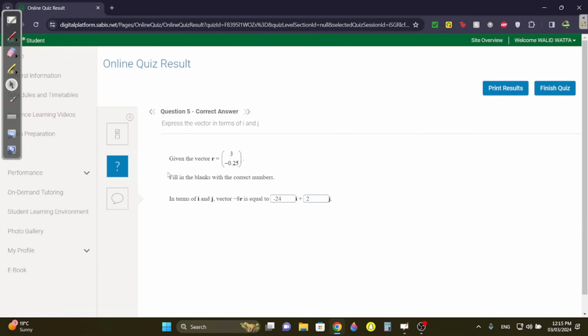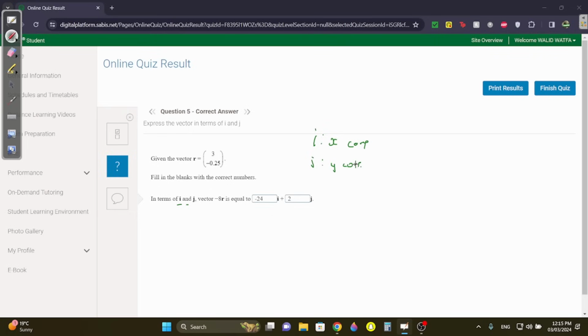Question 5. Okay, let me continue. i and j. i refers to the x component, and j is always the y component. They have this vector r. They want minus 8r. So what does that mean? We're multiplying by minus 8. And whenever you multiply a vector by anything, you're multiplying the x component and the y component. So it will be minus 8 times 3, which is minus 24i, because i is the x. And then minus 8 times minus 0.25 is actually 2j, because j is the y. Okay, and you get it like this.